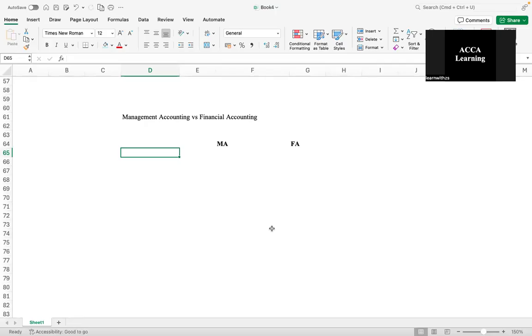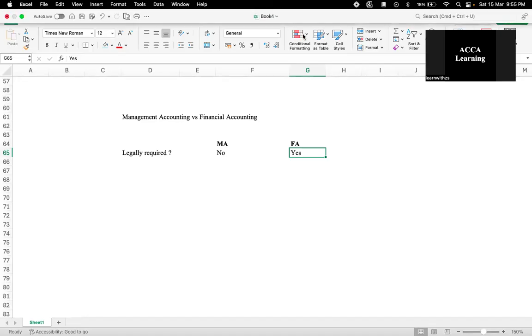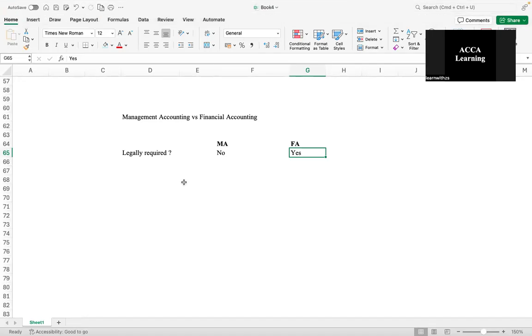Now, is either of them legally required? That's the first question. Well, financial accounting, yes, it is legally required. But management accounting, no, it is not legally required. It is something that management makes by choice. Whereas financial accounting is required annually to be made and to be filed, and on that basis, all your taxation and all of that gets followed. Correct?